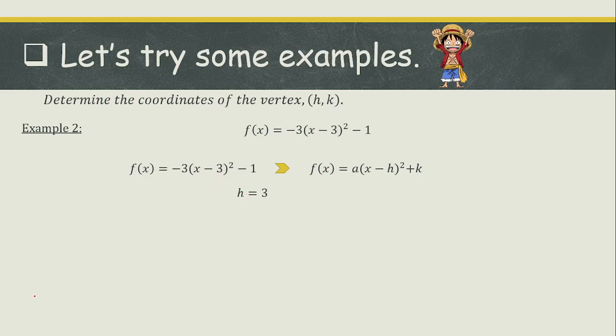Then for k naman, di ba yung k natin sa original format ng vertex form is plus k. Dahil naging negative 1 siya dito sa ating example 2, it means yung k is negative 1. So the vertex is equals to 3 and negative 1.